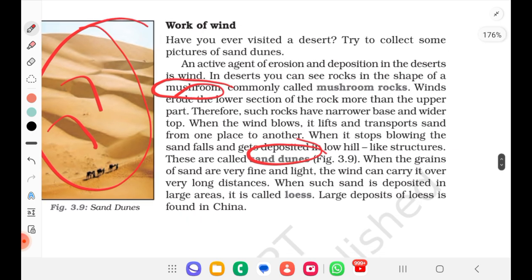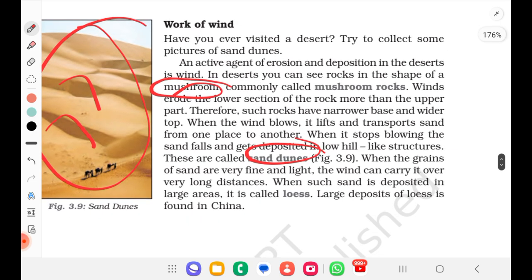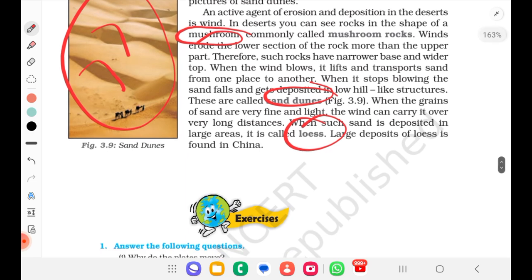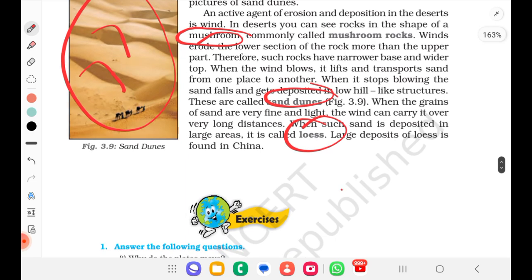When the grains of sand are very fine and light, the wind can carry them over very long distances. When such sand is deposited over a large area, it is called loess. Large deposits of loess are found in China. So where will you see more loess deposition? It's in China. See, wind is depositing. Because of that, we are forming dunes. Also, we are forming loess. More loess is there in China.